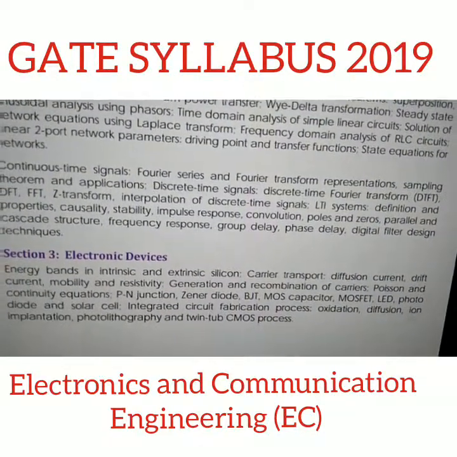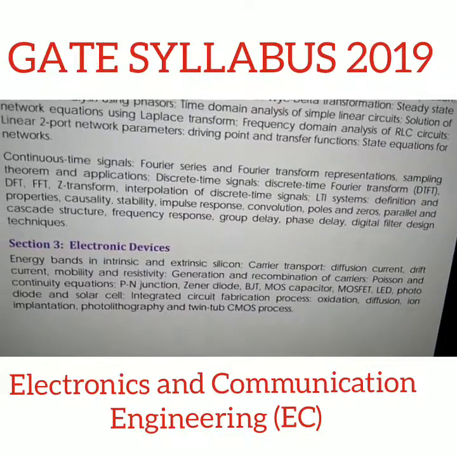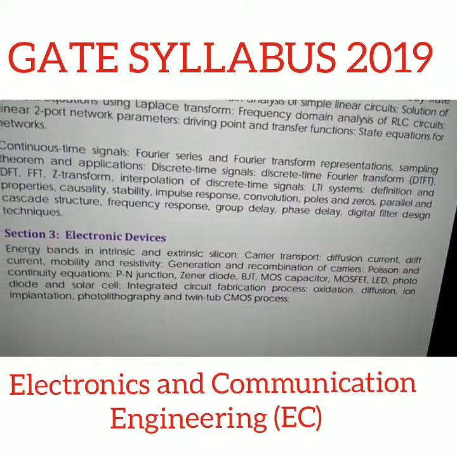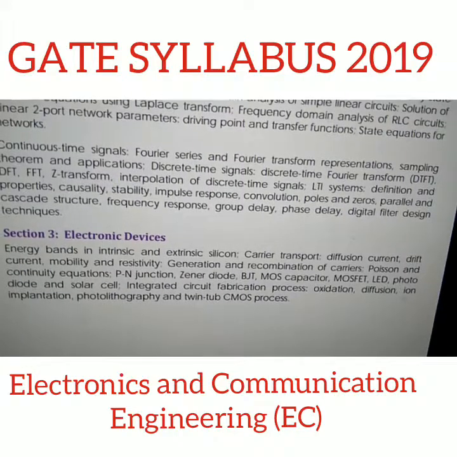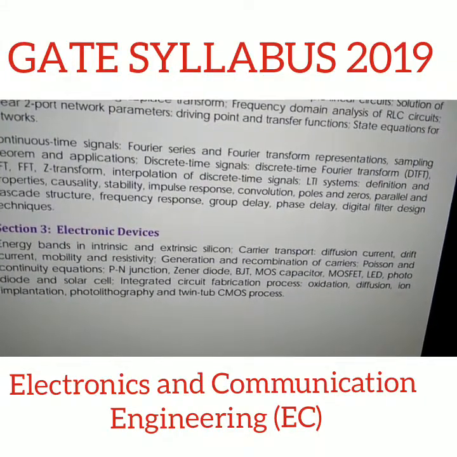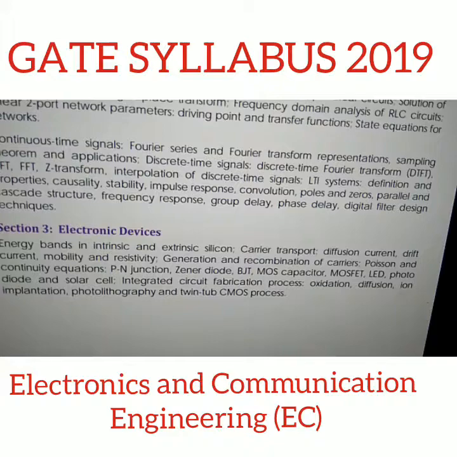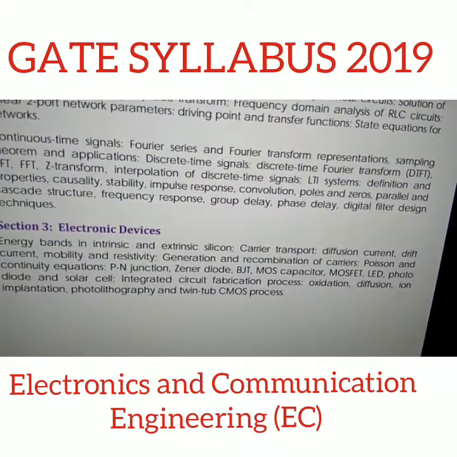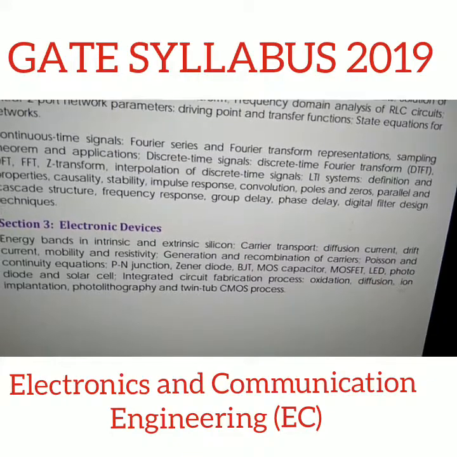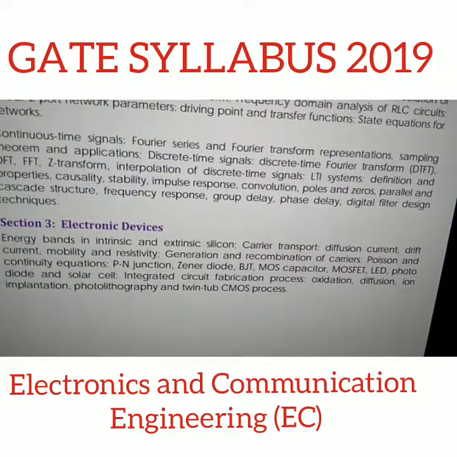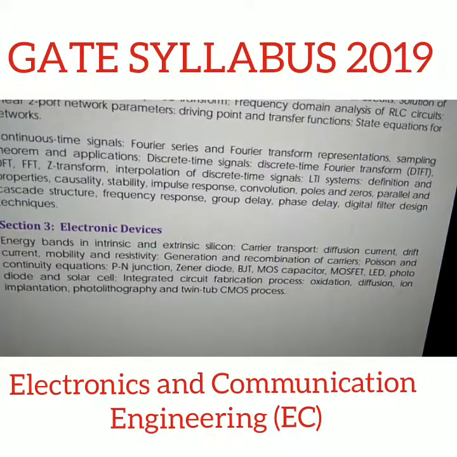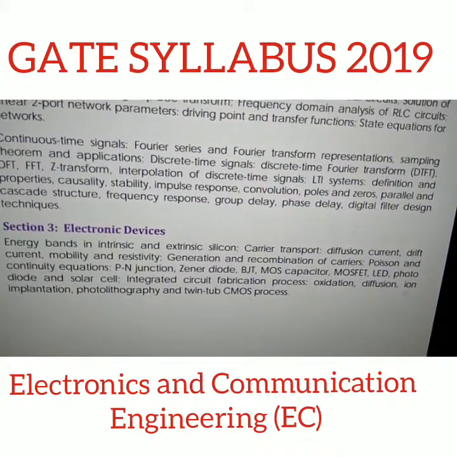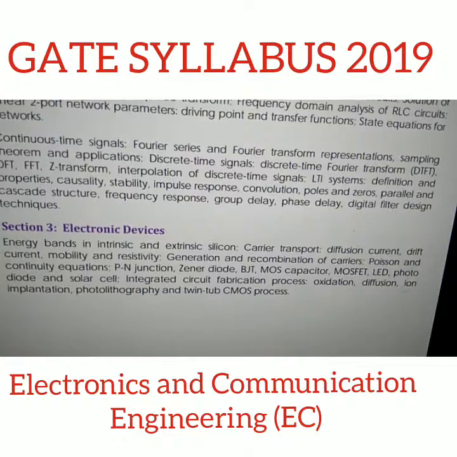Section 3, electronic devices, which includes energy bands in intrinsic and extrinsic silicon, carrier transport, diffusion current, drift current, mobility and resistivity, generation and recombination of carriers, Poisson and continuity equations, PN junctions, Zener diode, BJT, MOS capacitor, MOSFET, LED, photodiode and solar cell, integrated circuit fabrication process, oxidation, diffusion and ion implantation, photolithography and twin-tub CMOS process.